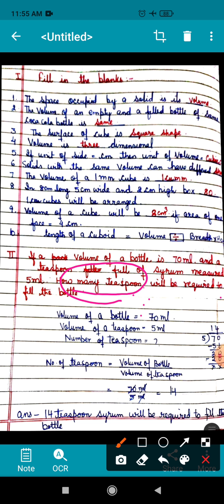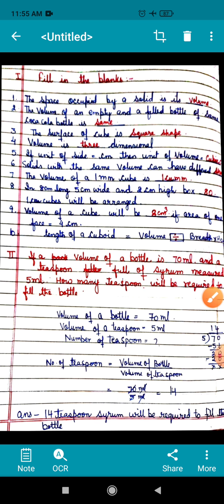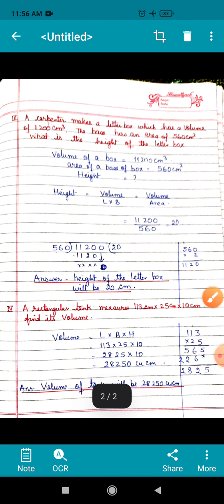Children, you know the volume of a bottle, that is 70 ml. You know the volume of a teaspoon, that is 5 ml. So to get the number of teaspoon, you will divide volume of bottle by volume of teaspoon. So when you have divided, ml will be cancelled. 5 14s are 70. Here you can see I have done this division. So it means 14 teaspoon serum will be required to fill the bottle. Now let us see next question.